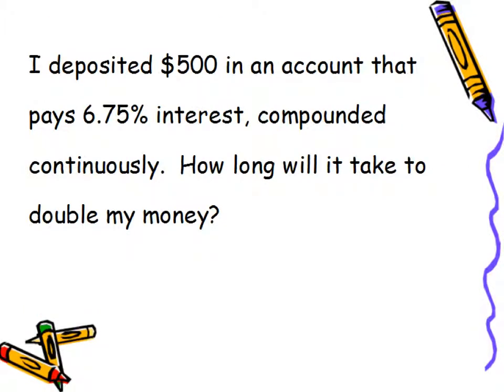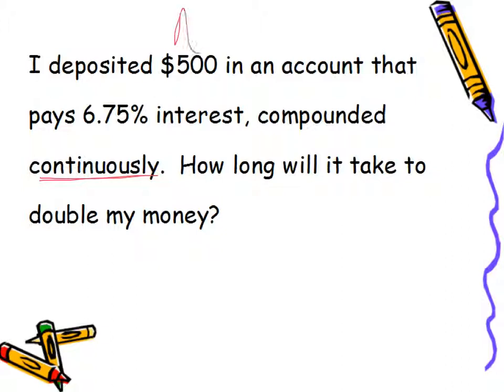This takes us back to some of the formula work we had done previously. It says I deposited $500 in an account. It pays 6.75% interest, compounded continuously. That tells you right there that you're going to be using your continuous compound formula, the PERT formula. And the question is, how long will it take to double my money? Let's refresh our memory on that formula.